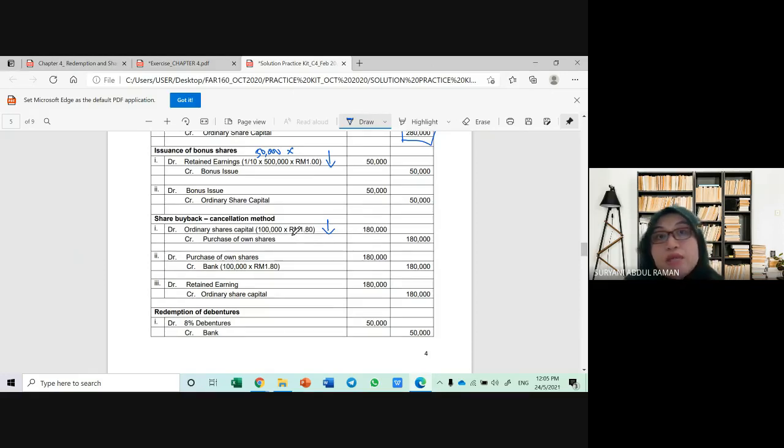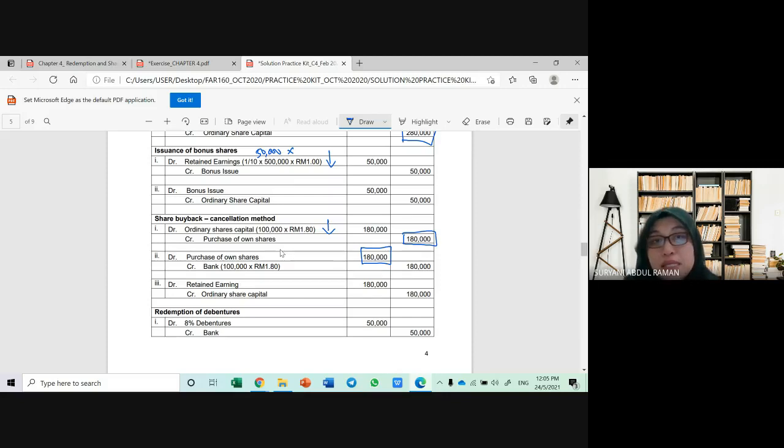And then when you have repurchased, you need to pay. So you debit purchase of own shares and credit bank. So as you can see here, the purchase of own shares will have a zero balance at the end of the period, because this is just a temporary account opened before the payment is made. So once the payment has been made, the POS account will be closed.